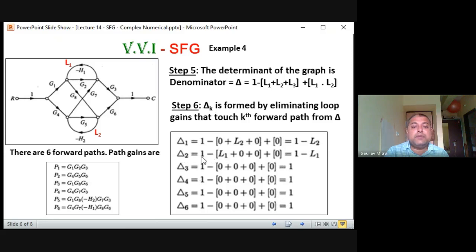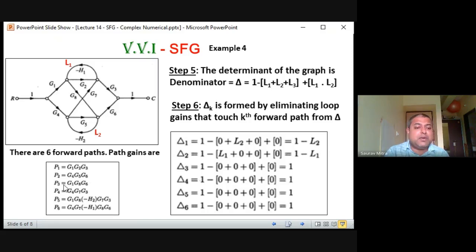So in this case delta 2 is 1 minus L1. So what this G4, G5, G6 will get multiplied with is 1 minus L1. And what is L1? L1 is G2 H1 with a negative sign. That means this G4, G5, G6 will get multiplied with 1 plus G2 H1. That's it. Now delta 3. Whenever I'm talking about delta 3, what is delta 3?